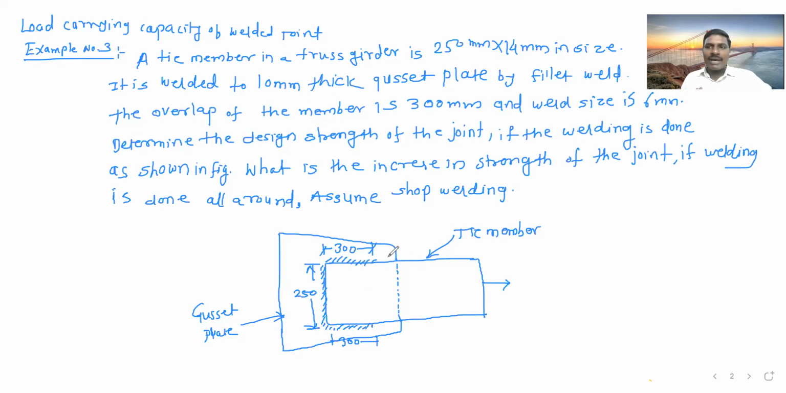But here, if you see this picture, they have given 3 dimensions. For these 3 lengths, they have weld. It means 300 plus 300 plus 250 is the effective length of this weld. They have weld for this length. Got it?